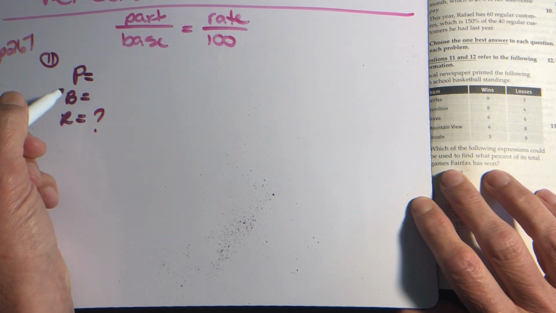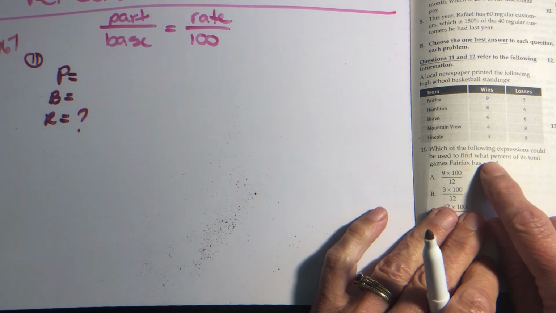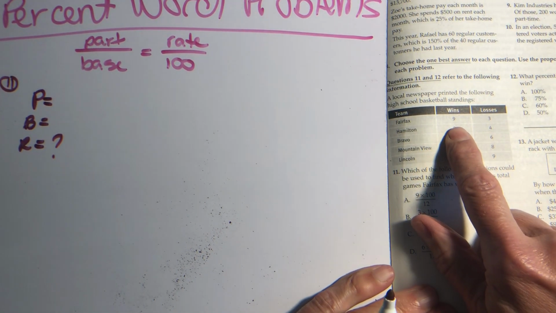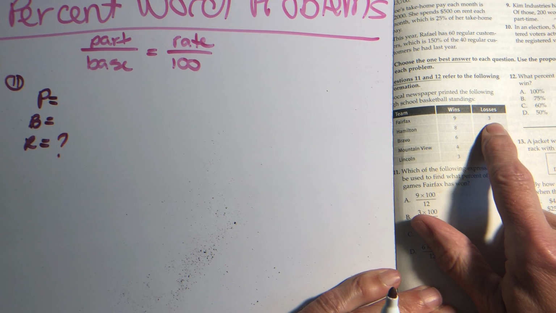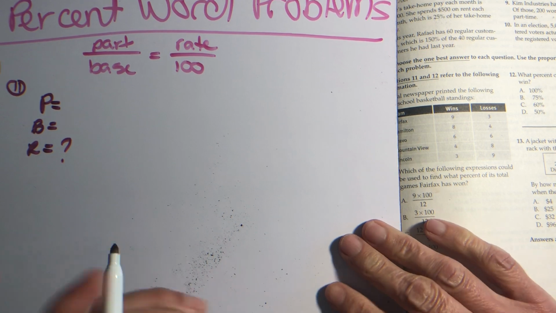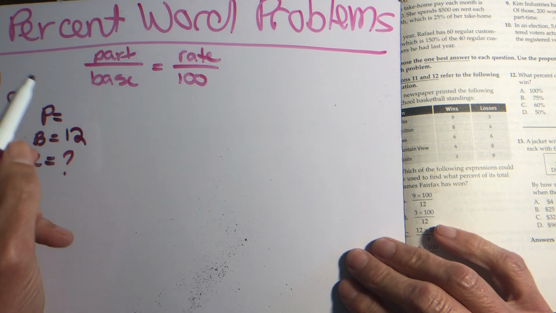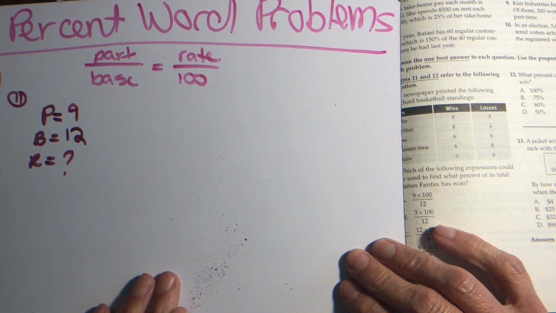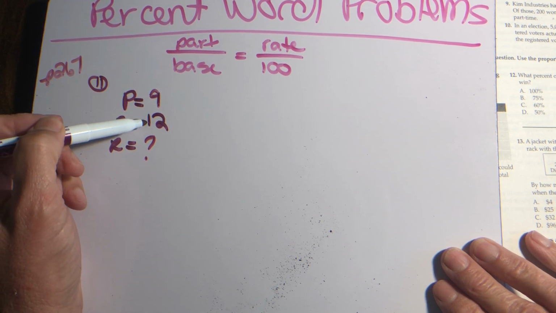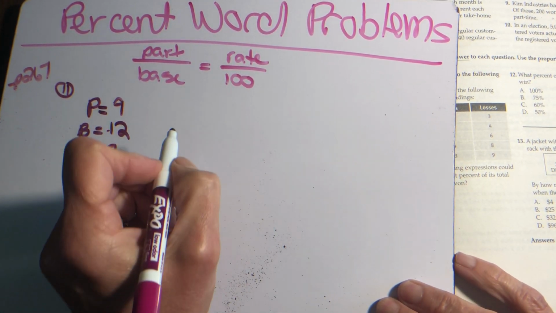of its total games. So total games would be the base, right? So the total games Fairfax has won. So now look at Fairfax. It tells you the wins and it tells you the losses. But does it tell you their total games that they played? No. So you have to calculate that. So they must have played 12 games. And we want to know the percent that they won. So the wins would be the 9 out of the 12, which we added from the chart, and we're looking for the rate. Now go ahead and set yourself up.